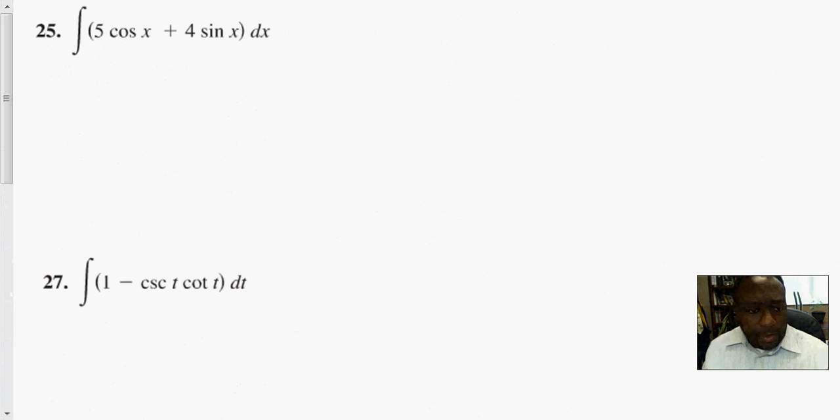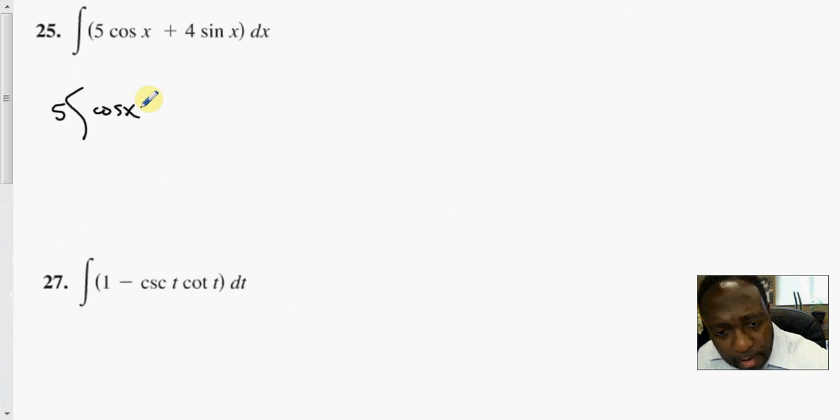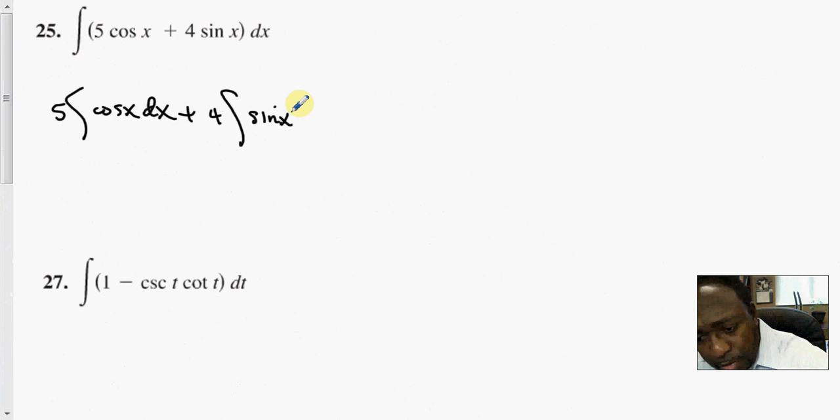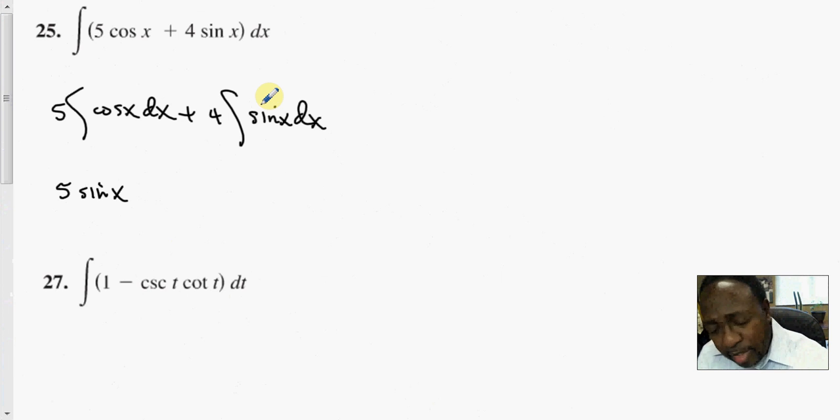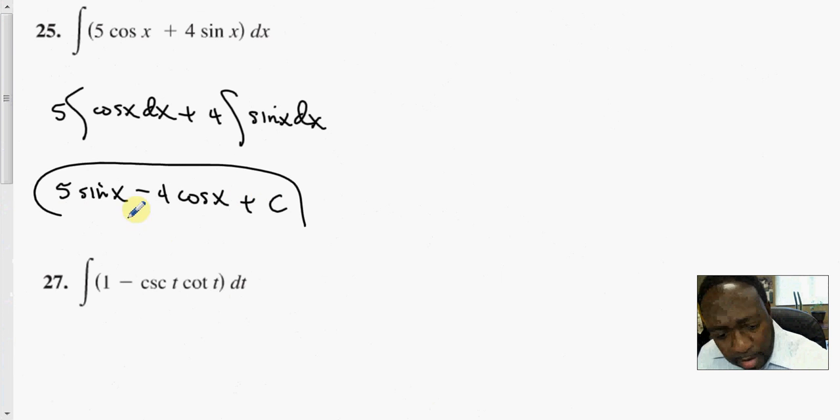Now, in terms of integrating the trig forms, this is 5 times the integral of cosine x dx plus 4 times the integral of sine x dx. You integrate the cosine here, and that gives us sine. So this is 5 times sine x. You integrate the sine, you get negative cosine because the derivative of cosine is negative sine. So this is negative 4 times cosine x plus some constant.